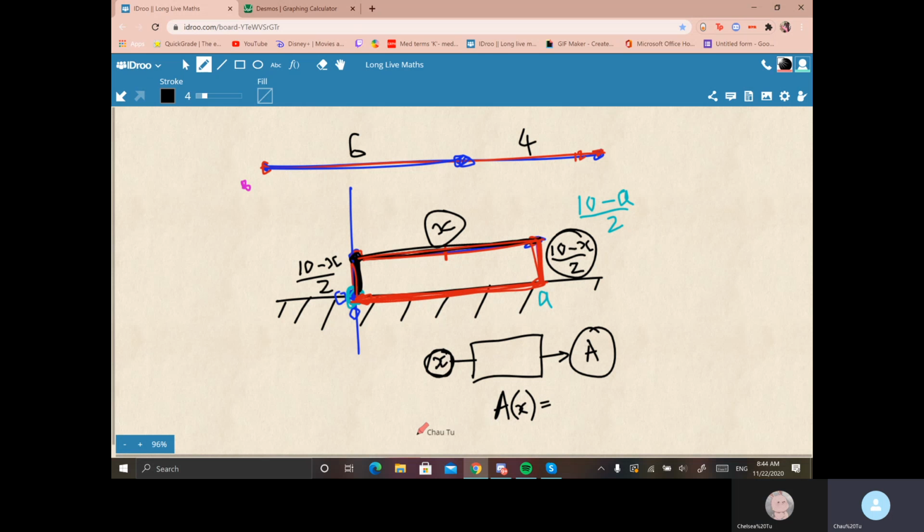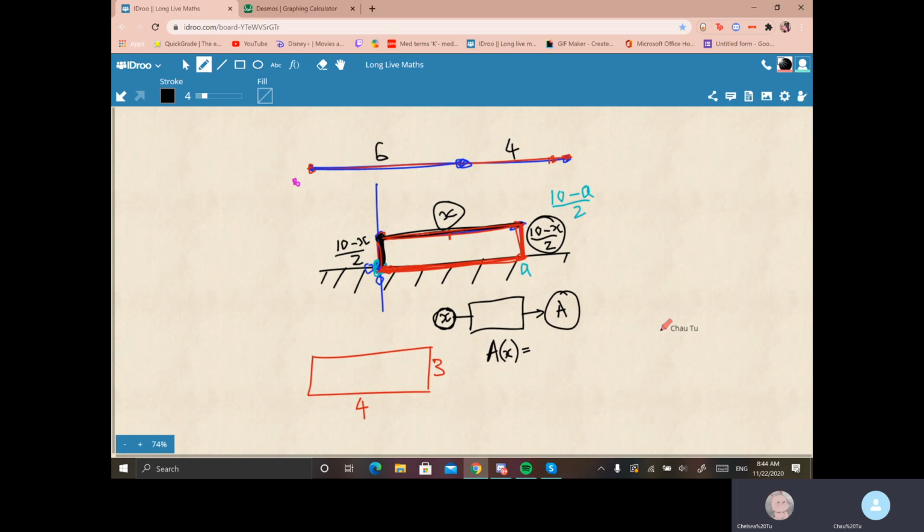Chelsea, if you have a rectangle where this is 4, this is 3, what's the area? 12. Yeah, suppose you have a 5 and a 2, what's the area? 10. Yeah, what did you do? You got the base times the height. That will give you the area. It's always base times the height to get the rectangle.